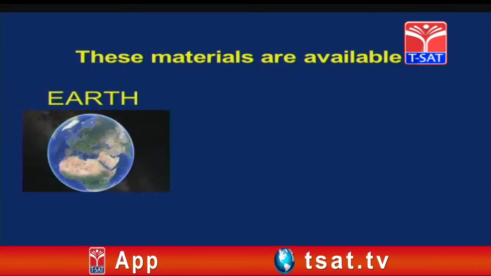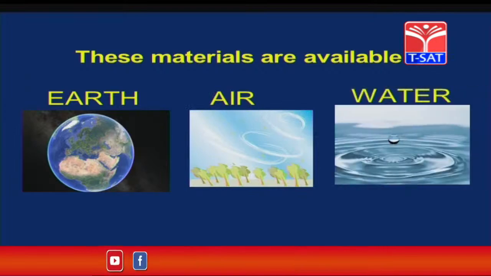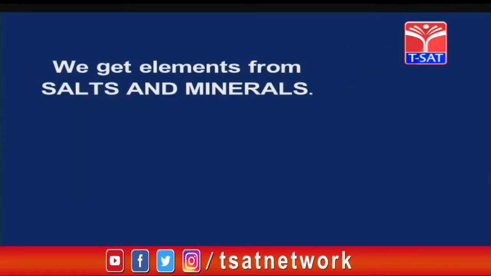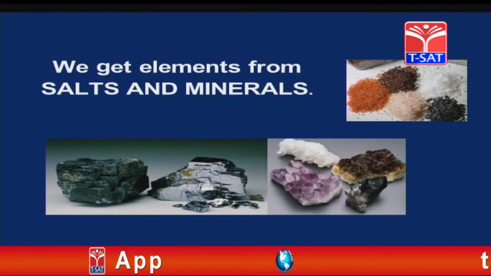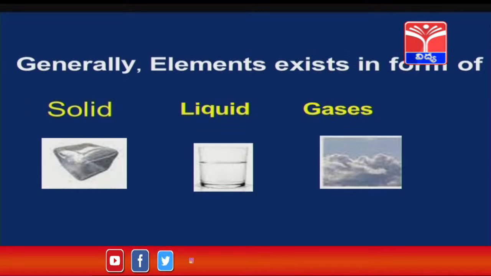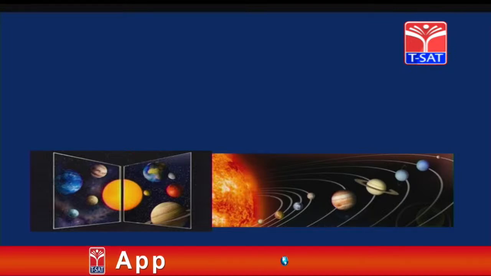These materials are available in earth, in air, in water, in the form of elements. We get elements from salts and minerals, these are salts and minerals. Now, elements also exist in solid state, liquid state and gaseous form. Now, what is this? It is the universe. Now, all our planets are there in our solar system. We get some elements from other planets also.